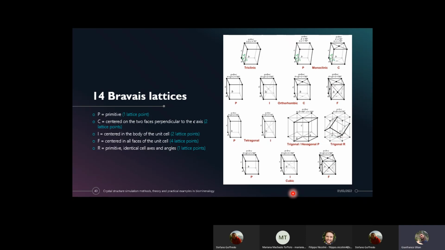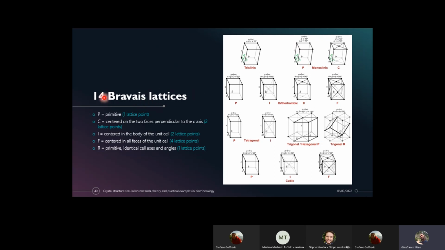From these 7 crystal systems, and considering all the point symmetry compatible with them, we can describe the 14 Bravais lattices in 3 dimensions. You can see here triclinic, monoclinic, orthorhombic, tetragonal, trigonal, hexagonal, and cubic. You can see there are different letters before each crystal system.